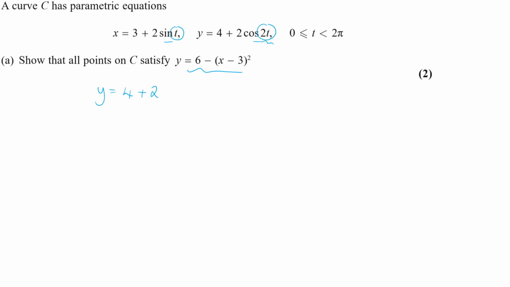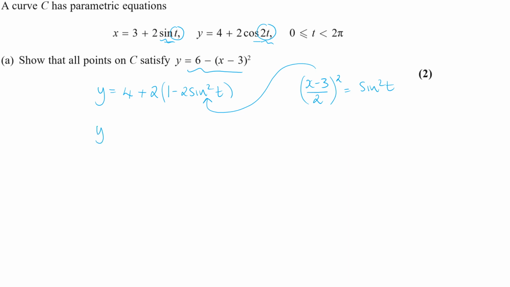Now we want to replace the cos 2t, but we want to involve sine to introduce the x variable. So the cos 2t has 3 different versions. I'm going to use the 1 minus 2 sine squared version, because then I can rearrange the x equation. x minus 3 over 2, and then square it, will be sine squared t, and then I can replace that in terms of x into my y equation.